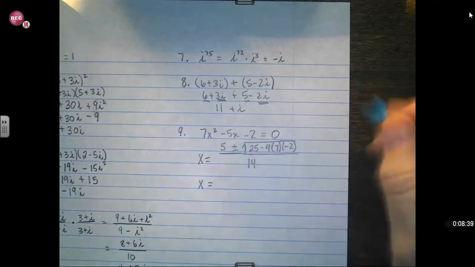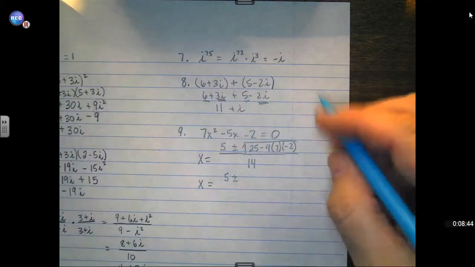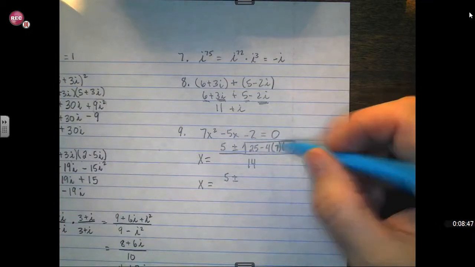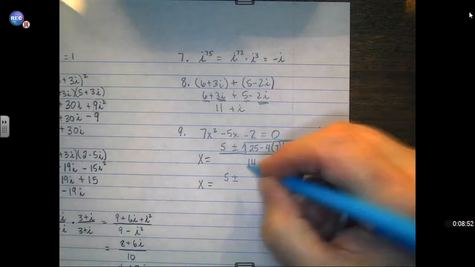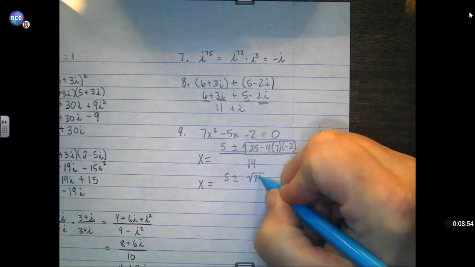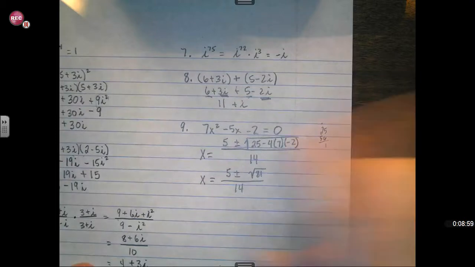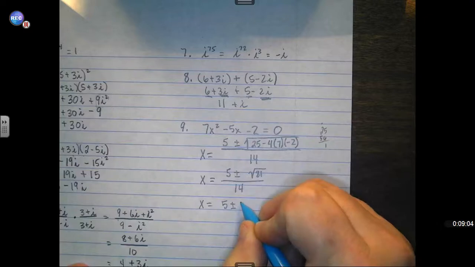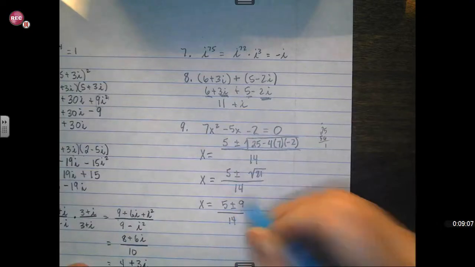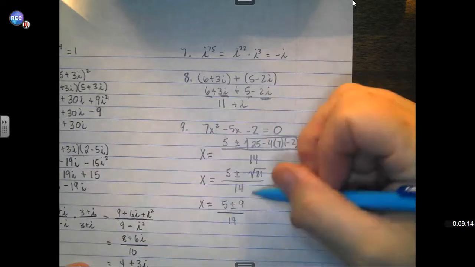And that gets us 5 plus or minus the square root of 25 plus 56. Oh wow, that's 81. Should have known that. Over 14. Okay, and now that is 5 plus or minus 9 all over 14. And again, some of you on the quiz over this section, this was section 6, left your answer like that. Not acceptable.